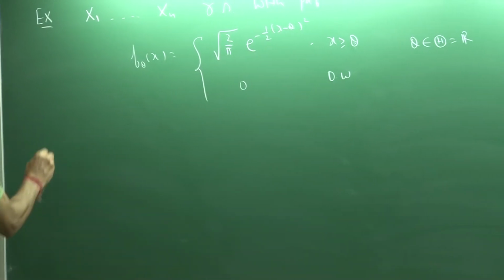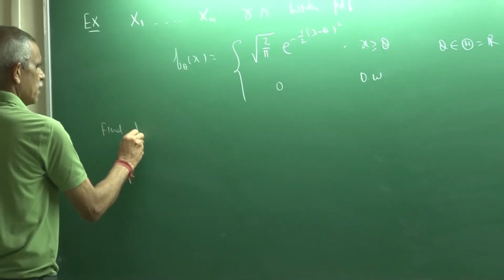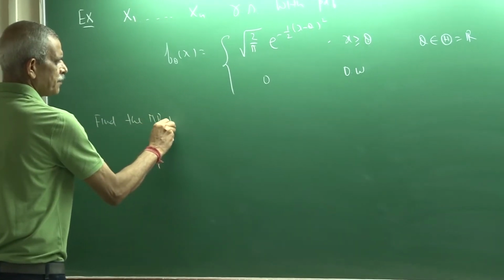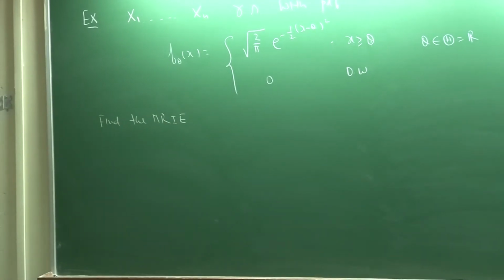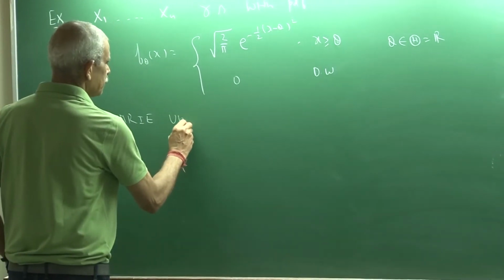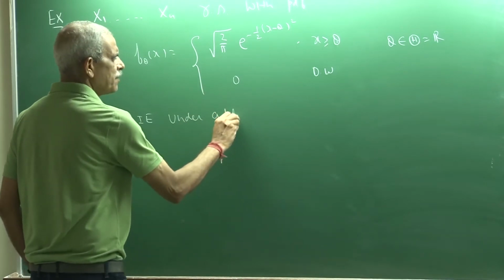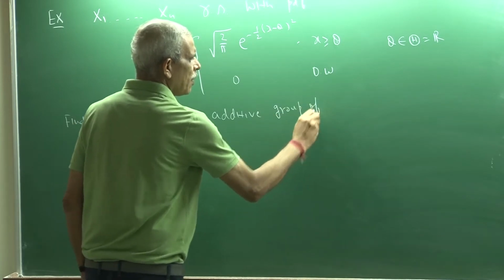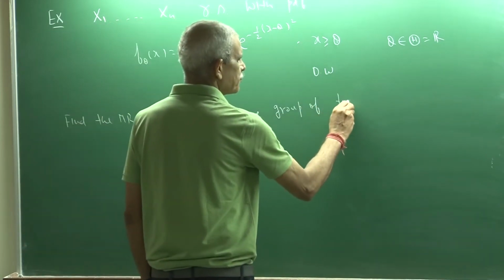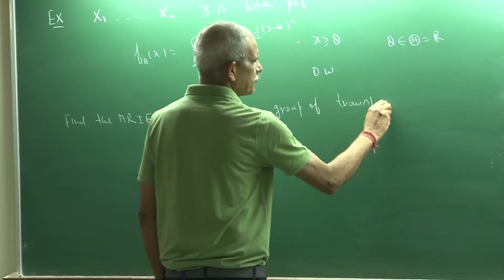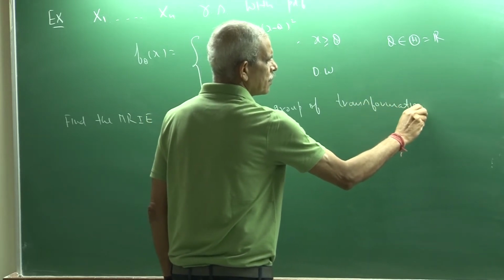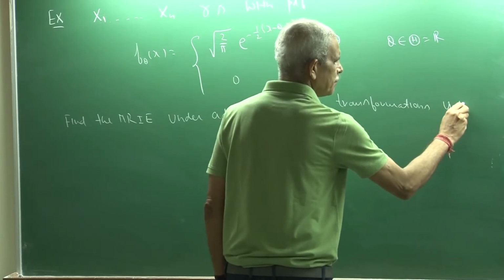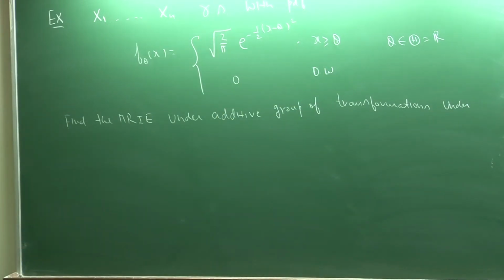Find the MRIE under the additive group of transformations under square error loss function. So let us try to see.